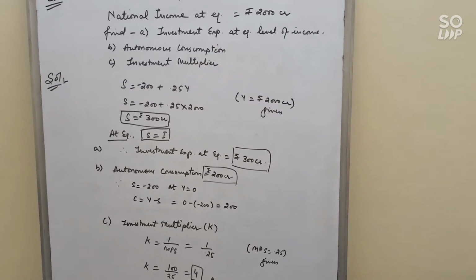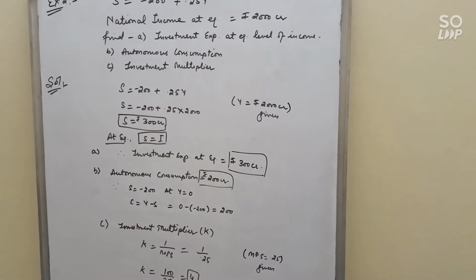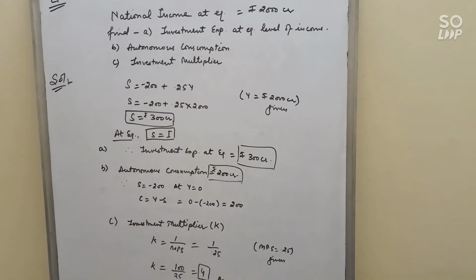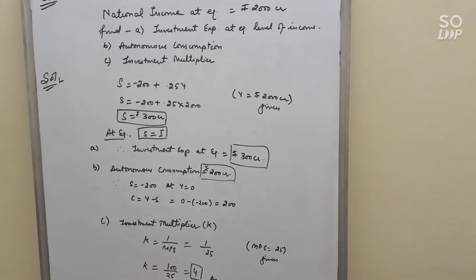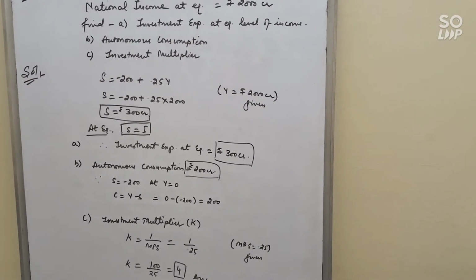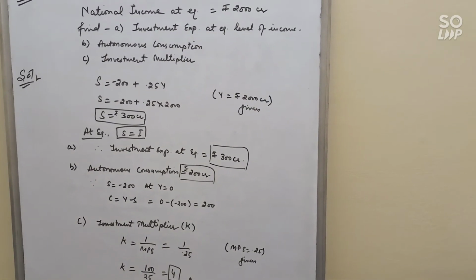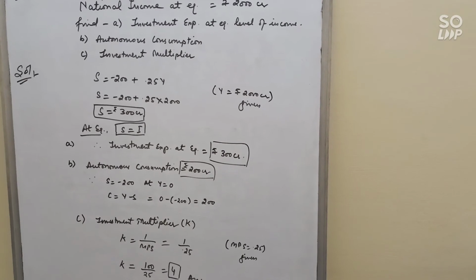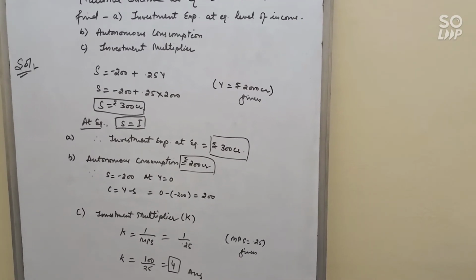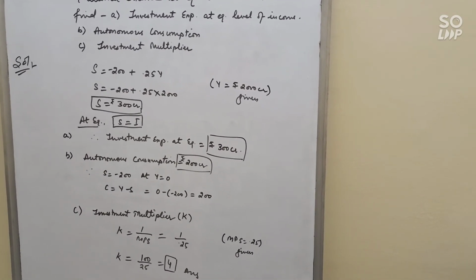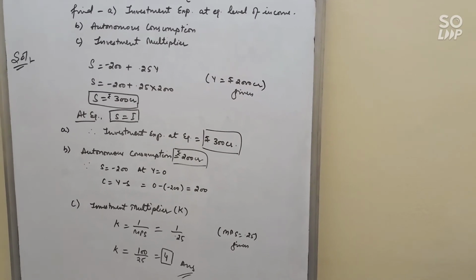Second, autonomous consumption, that is rupees 200 crore. How? Let's see. Saving is equal to minus 200, that is the saving at 0 income. Consumption we know is Y minus S. So Y is 0, minus the saving of minus 200, so we have 200. Clear? You need to write and show how you have calculated autonomous consumption, rupees 200.